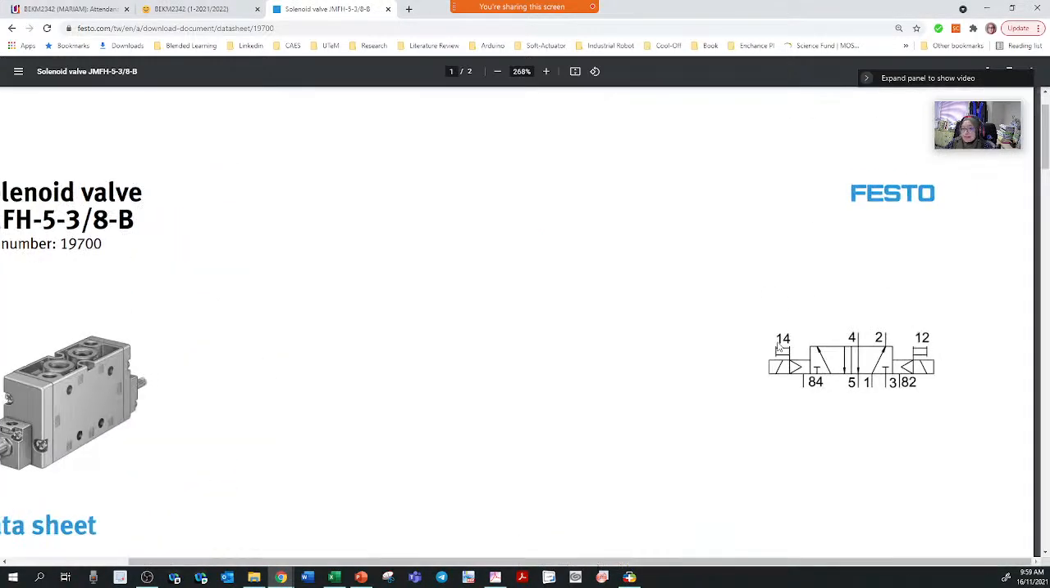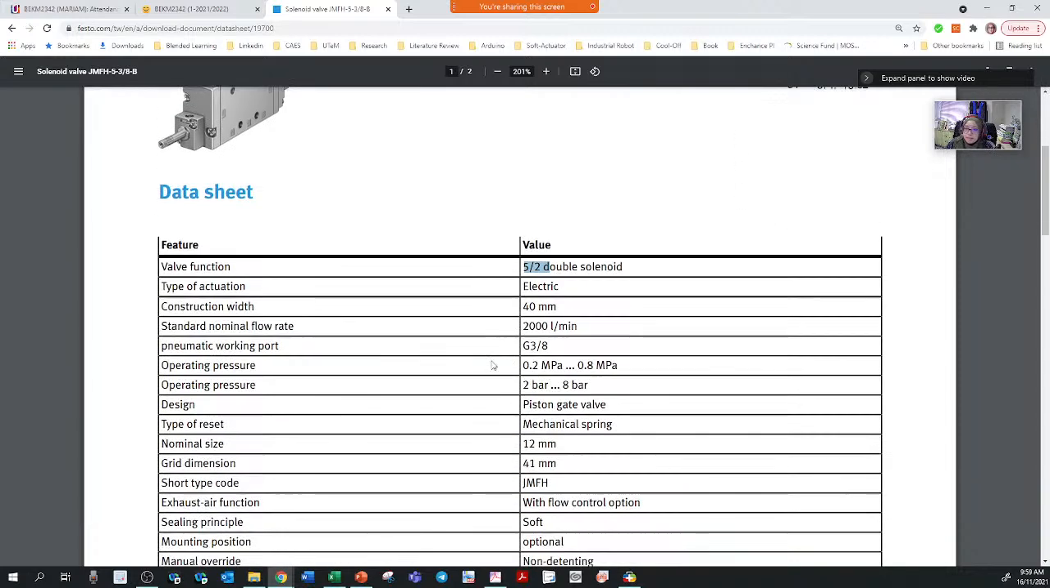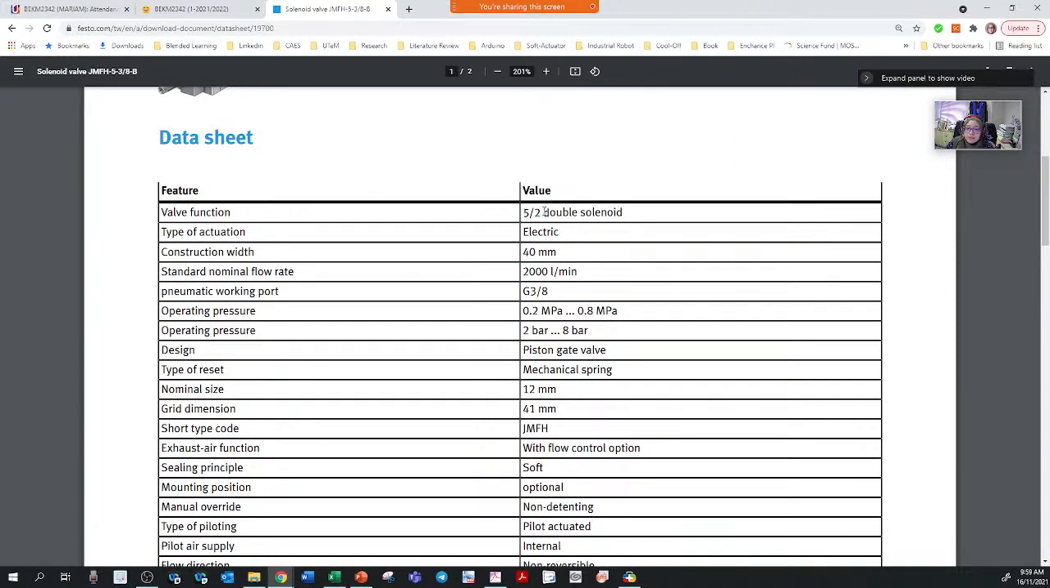So why is it double solenoid? Because you see here, at the end there are 2 solenoids. So double solenoid without any spring. For this type of valve, they don't use any spring. Sometimes a 522 normally uses a spring, but in the case of double solenoid, they don't use any spring.